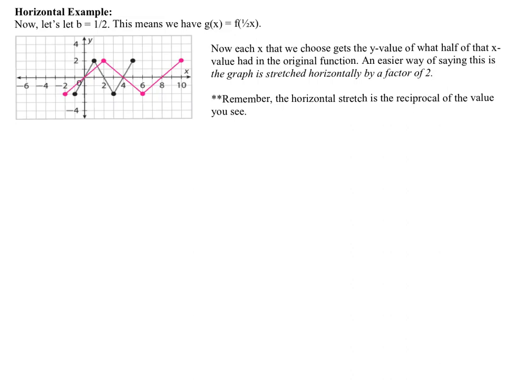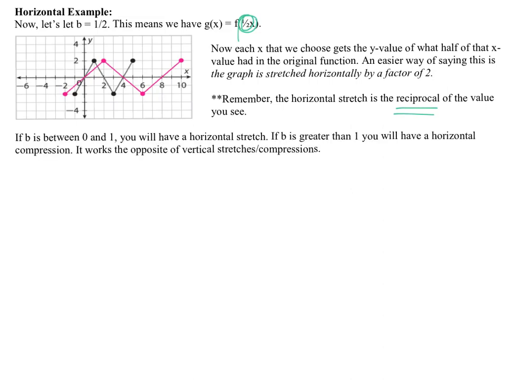So if I let b be 1/2, that means I'm multiplying just the x inside of the function by 1/2. That means that each x that we are choosing gets the y value of what half of that x value had in the original function. It's kind of confusing, but an easier way of saying this is we're going to stretch it horizontally by a factor of 2. So it's the reciprocal. If I have 1/2 x, I'm actually getting wider by a factor of 2, so we say stretched horizontally.